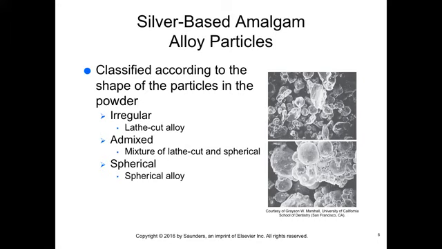Part A of the figure shows a scanning electron micrograph of admixed alloy showing a mixture of irregularly shaped particles and spherical particles. Part B of this picture shows an SEM of spherical alloy with spherical particles of various sizes.